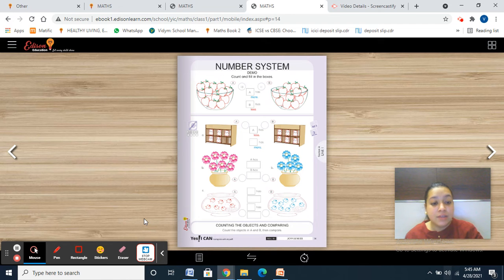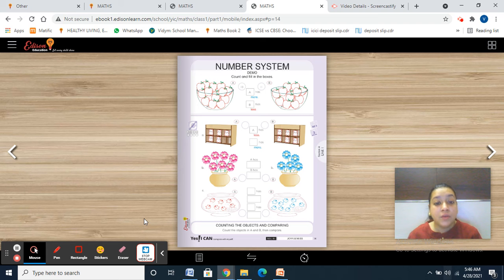So let's start our work. Please take out page number 14. Everyone, please take out page number 14 and with a pencil in your hand, show me your pencil. Everyone, show me your pencil. Good. Now, take out your book, page number 14. Show me your page number 14, everyone. Do it fast, page number 14.